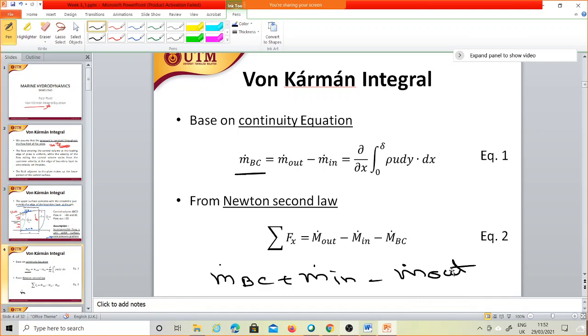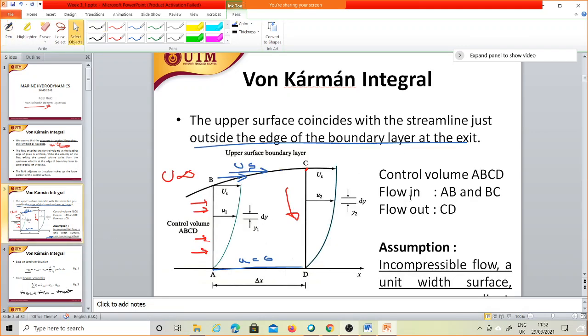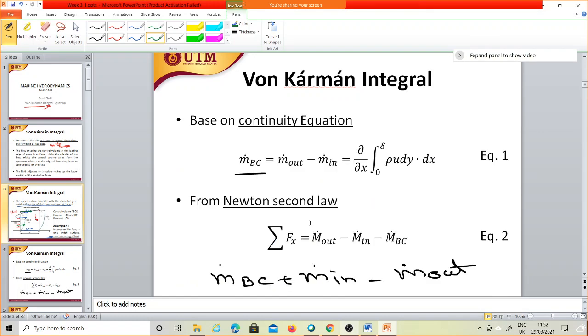Okay, so if you look at the control volume, this one is in, this one is in, and this one is out. So m dot AB plus m dot BC should be equal to m dot CD. Okay, so in this case, m dot BC will be out minus in.